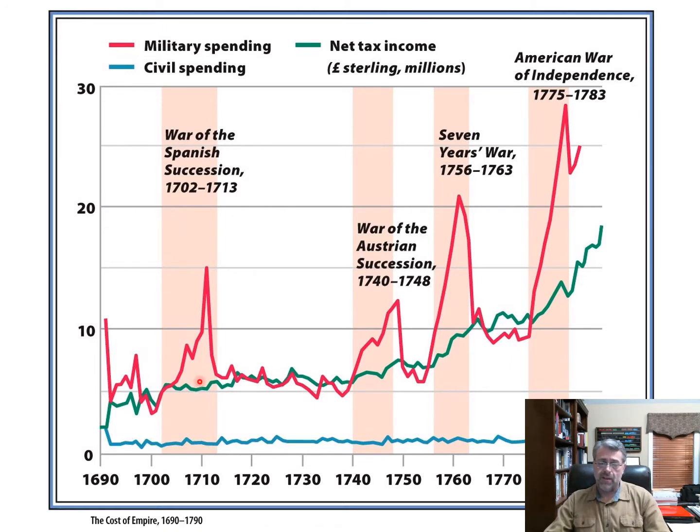So what ends up happening is that England is accumulating massive amounts of debt. Every time there's a war, they accumulate more debt, and so on and so forth, until it gets to the point where they simply cannot afford to take on any more debt.